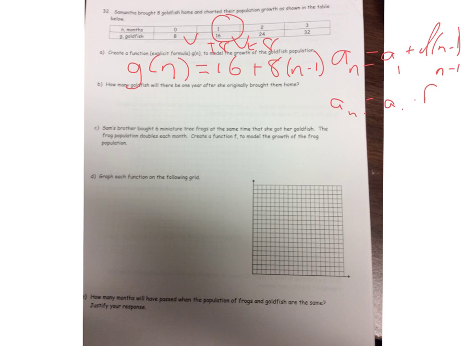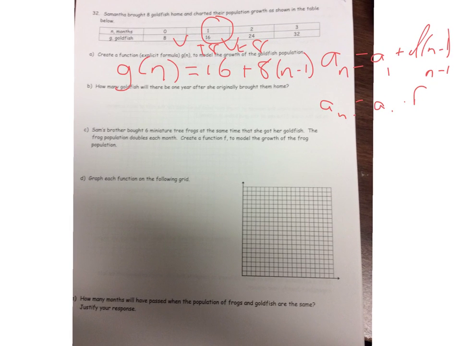How many goldfish will there be 1 year after she originally bought them? In this case, we would have to substitute in for 1 year. But notice that your term is in months. So how many months are in a year? That would be 12. So you would substitute in 12. And I'll let you take it from there with your calculator.